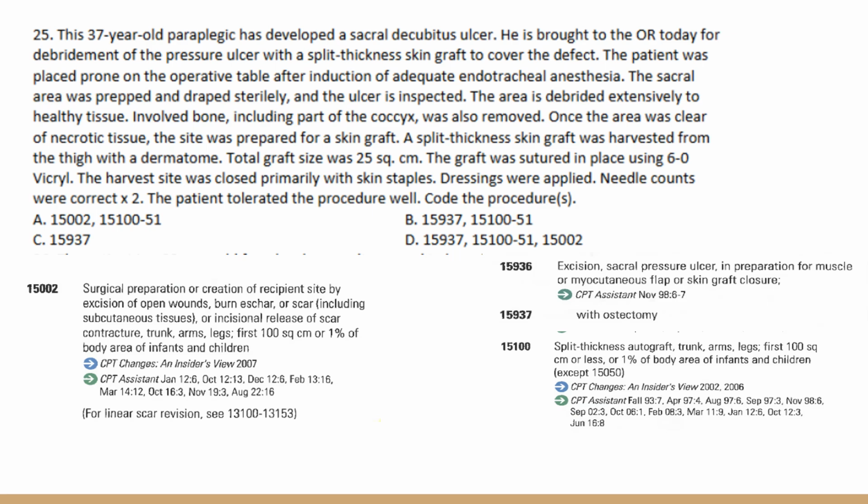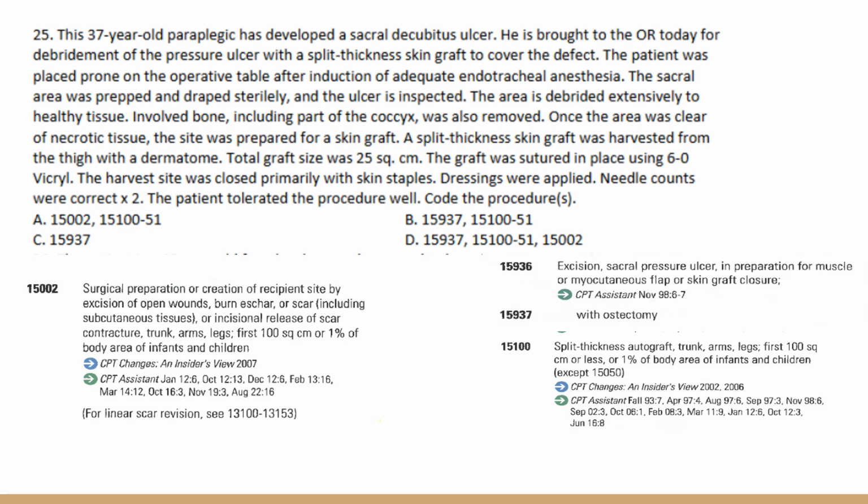The split thickness skin graft was harvested from the thigh with a dermatome. Total graft size was 25 square centimeters. The graft was sutured in place using 6-0 Vicryl. The harvest site was closed primarily with skin staples. Dressings were applied. Needle counts were correct to 2. The patient tolerated the procedure.